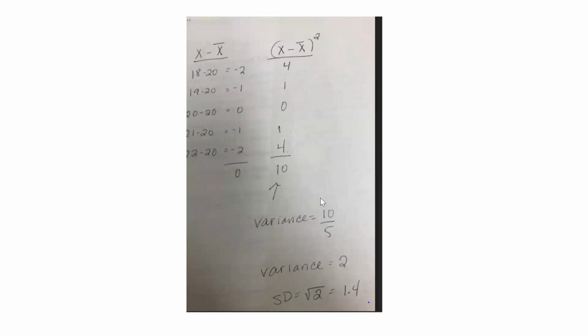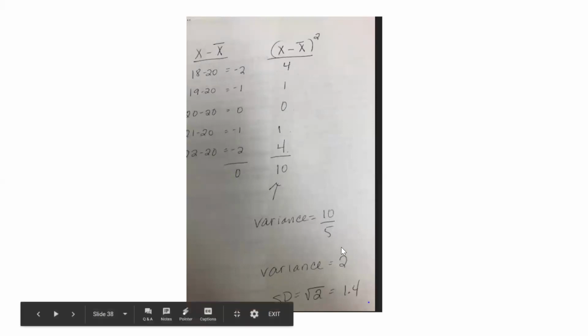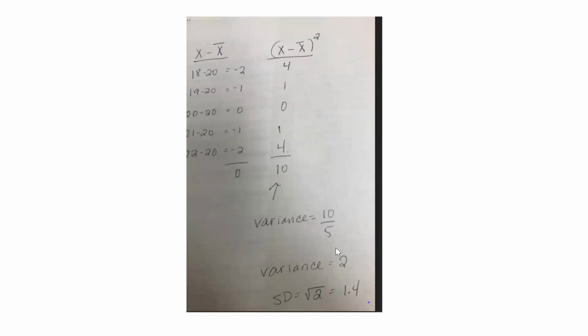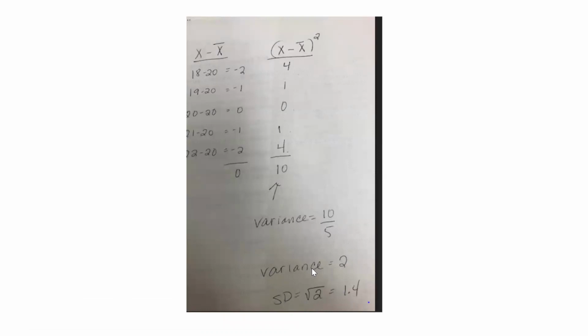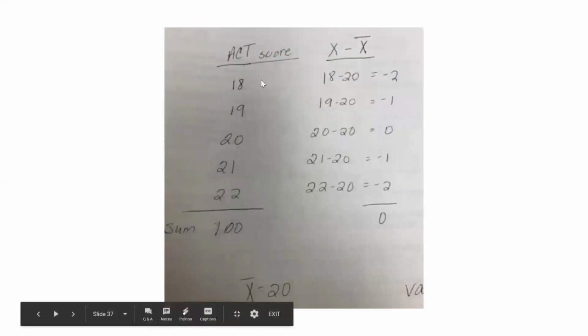And to find the variance, what is variance again? It's the average of the squared deviations from the mean. So I take the average of this. I have 5 observations, so 10 divided by 5 is 2. That is the population variance. And then to find the standard deviation, I take the square root of variance and I get 1.4.